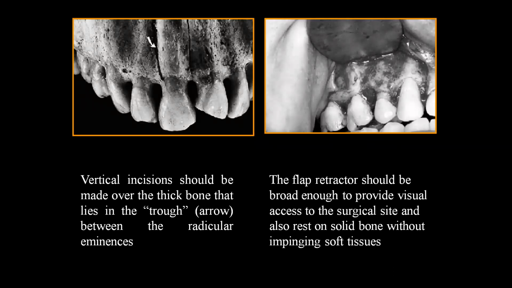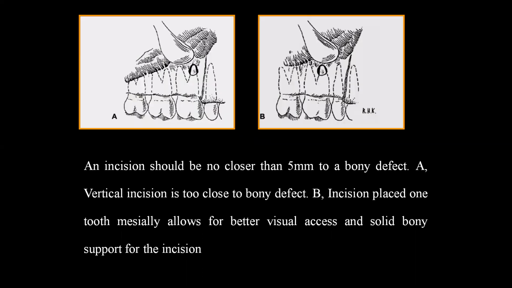Okay, so what is this design called? You can see some design here. Radicular eminences, yes. In denture, we used to repeat this. This is called festooning, what you do in full denture construction. So these are radicular prominences. The incision should not be in the radicular prominences. And the flap reflection should have a broad enough view to see the surgical site.